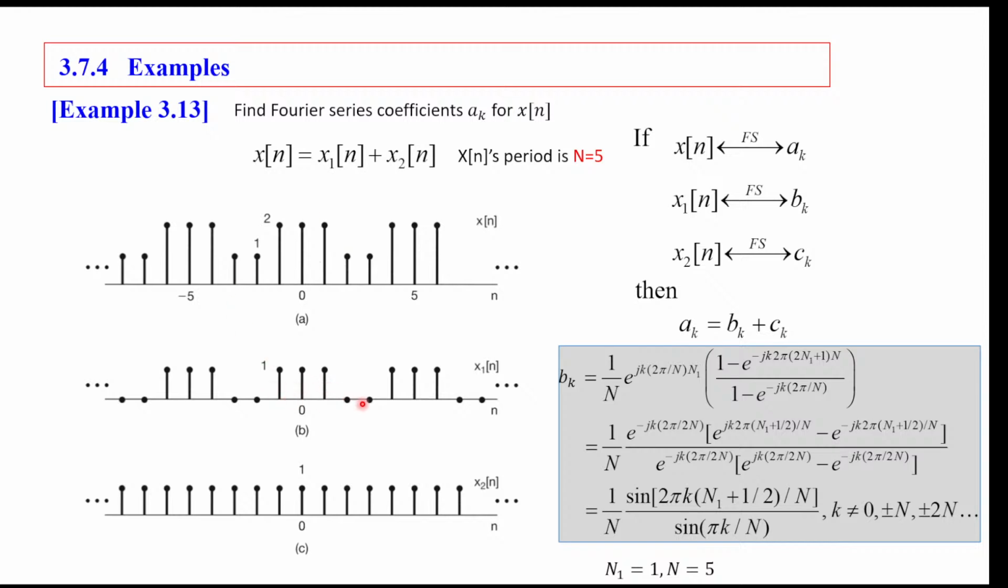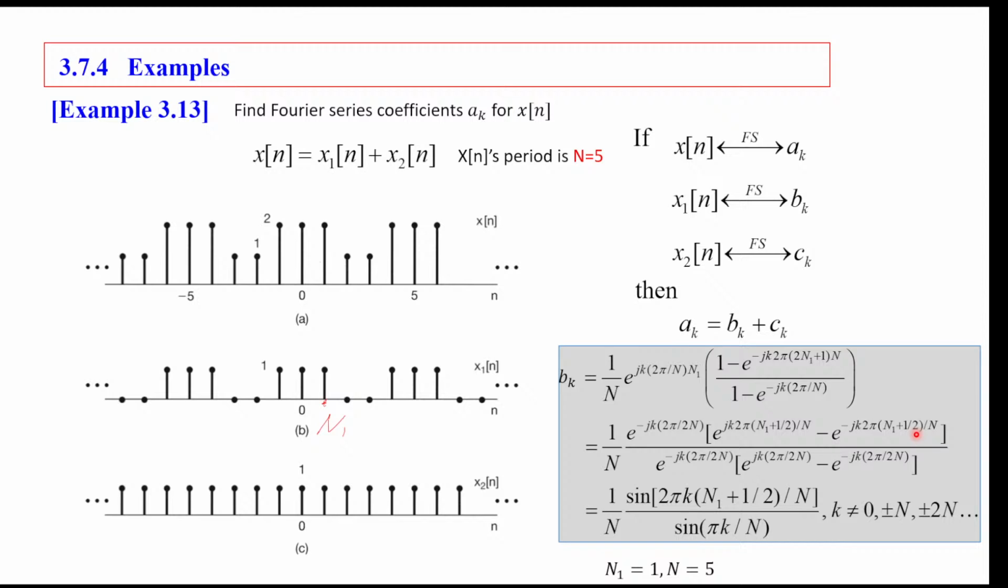So big N1 here is 1. So we can just plug in this formula. Big N1 is 1 here, so this is minus 1 to 1. So you can just plug in N1 equal to 1 and N equal to 5 here.